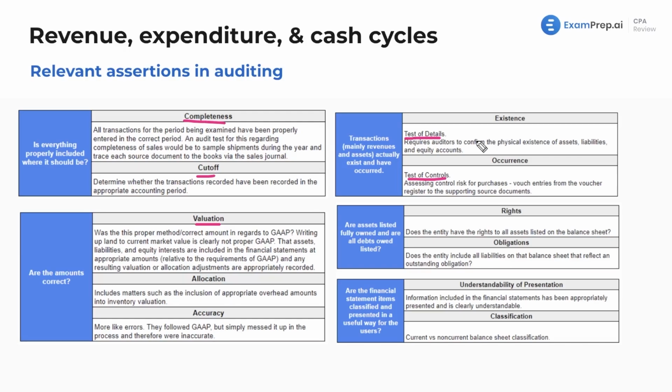But here, if we memorize this in combination with everything I'm saying here, tests of details have more to do with existence, tests of controls have more to do with occurrence. I would memorize everything that I'm going through here. Now here, let's go through it.